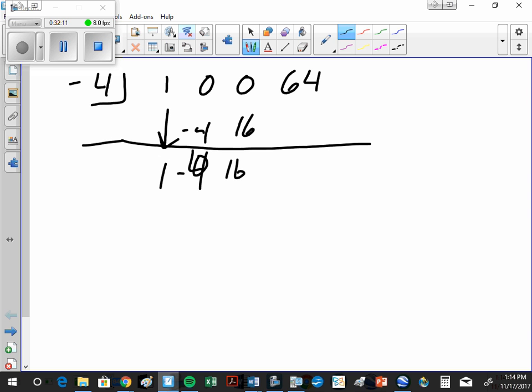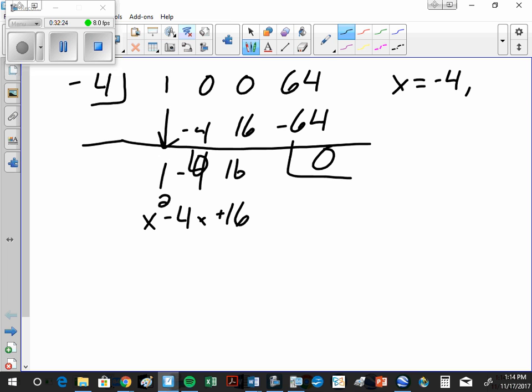So x equals negative 4 is one of the roots. And then I need to factor x squared minus 4x plus 16. Are there factors of 16 that add to be negative 4? Nope. So I need to use the quadratic formula. These roots are either imaginary or irrational. And it turns out they're actually imaginary. So 3 through 46 all. And we'll spend 2 days on this.